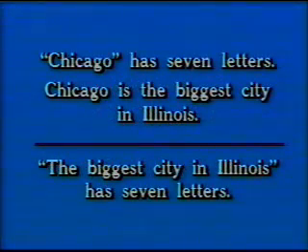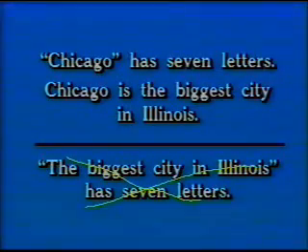Here's a case where we have "Chicago" has 7 letters. The quotation means that I'm discussing the word Chicago, not what the word represents. Here I have that Chicago is the biggest city in Illinois. As a consequence of this, I would like to deduce that the biggest city in Illinois has 7 letters, but that's manifestly false. Wow, it works.